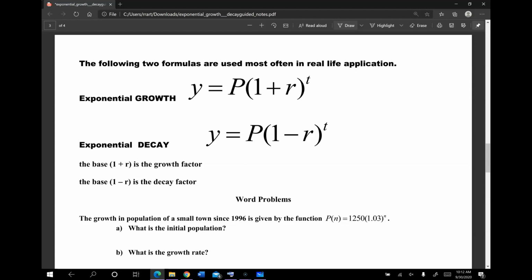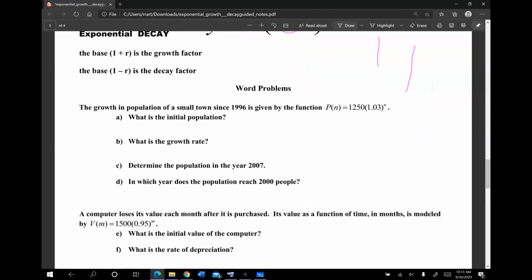The following 2 formulas are used most often in real life applications. You have your growth and you have your decay. If you look, the only thing that differs in the growth and decay is the plus and the minus. If it's growth, it's a plus. If it's decay, it's a minus. Okay? So, I want to interpret things. Okay? So, let's go.